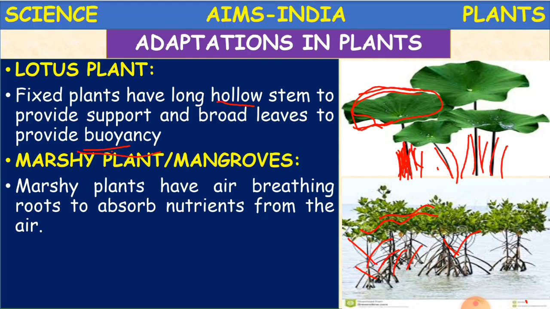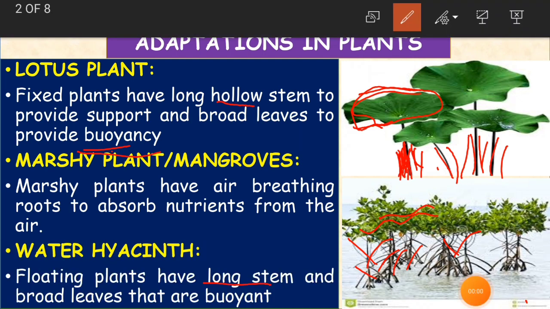Clear children? Now we'll see about the water hyacinth, children. So what is water hyacinth? It is a floating plant, and floating plants have long stems and broad leaves that are buoyant. In the sense, why do they have a long stem? To give support to the plant, and even the stem is hollow, that is, it is light in weight, and they have broad leaves. The leaves have a little more weight than the stem, so that this force can make the plant float on the water surface. So water hyacinth is a floating plant.